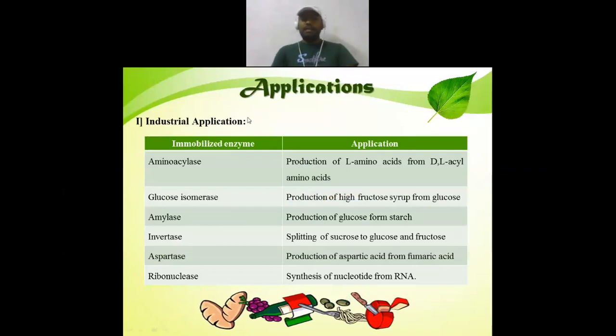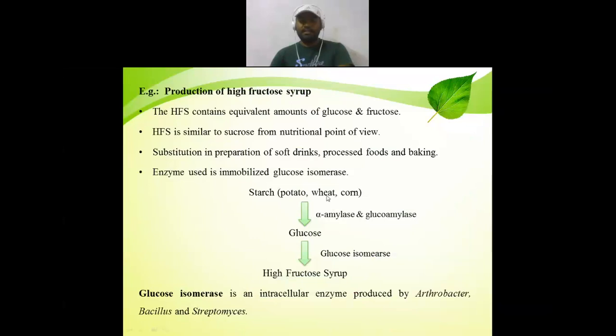Now we will see the applications of this immobilization technology. The first one is the industrial application. The first immobilized enzyme used is aminoacylase. It is used in the production of L-amino acids from D or L acetyl amino acids. The next one is glucose isomerase, used in the production of high fructose syrup from glucose. These are some examples of the enzymes which are used in various parts of industry.